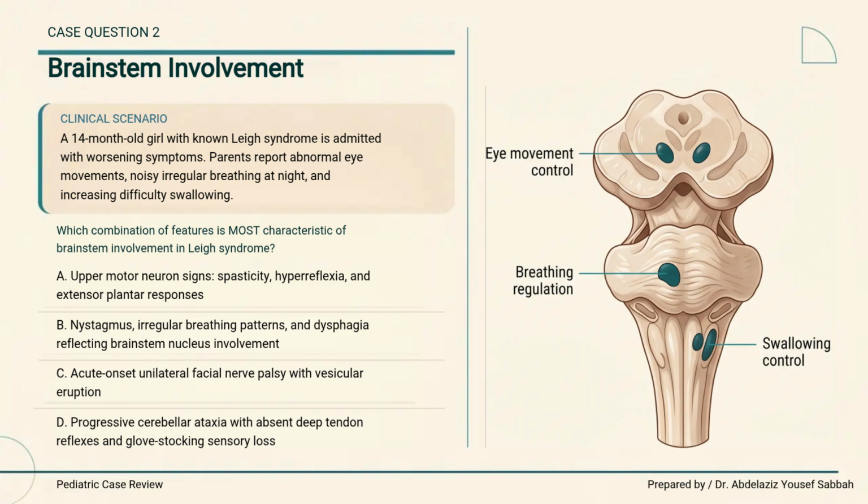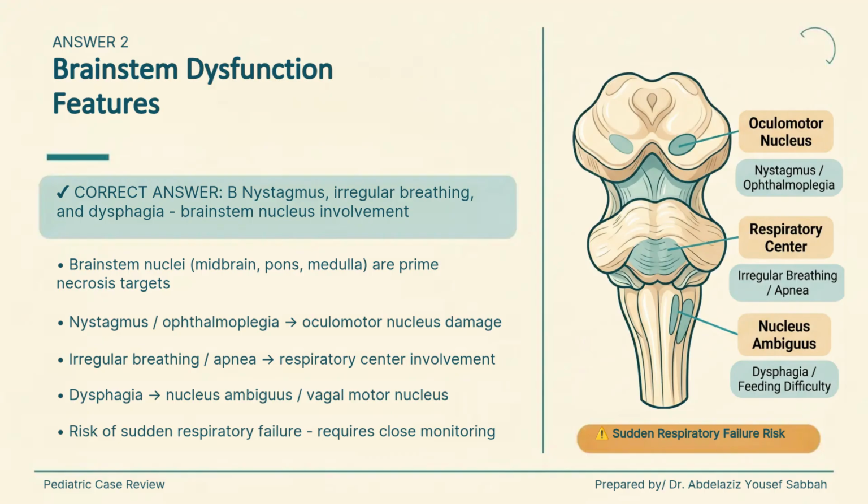Option C, acute onset unilateral facial nerve palsy with vesicular eruption. Option D, progressive cerebellar ataxia with absent deep tendon reflexes and glove and stocking sensory loss. Think carefully about which structures the brainstem actually contains. The correct answer is option B, nystagmus, irregular breathing, and dysphagia, reflecting brainstem nucleus involvement.